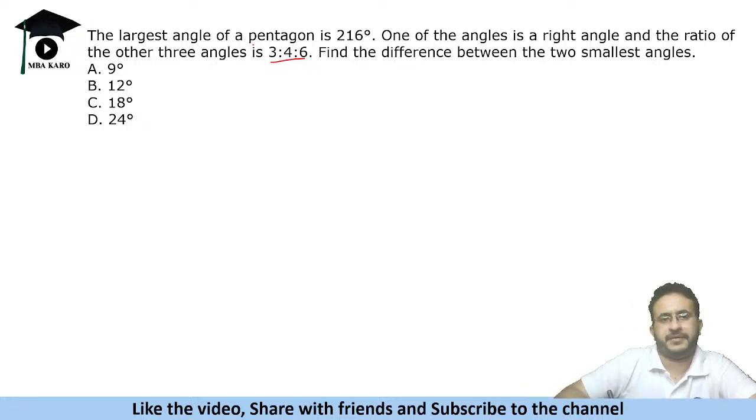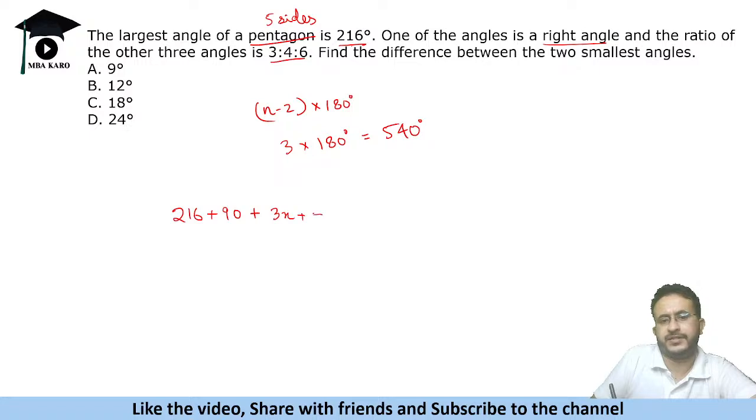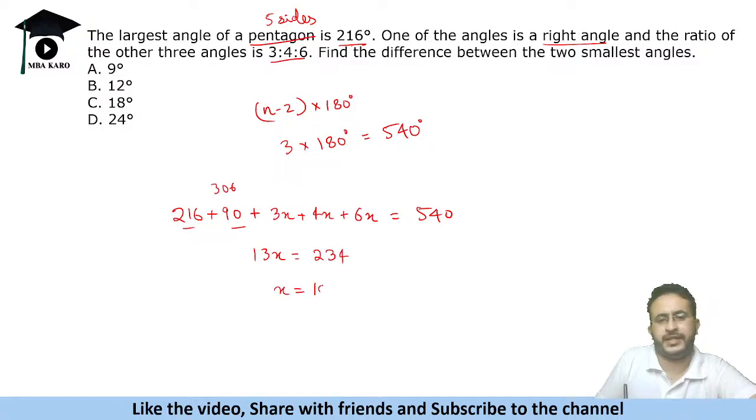So what is a pentagon? Pentagon has five sides and the sum of angles is (n minus 2) into 180 degrees. So the sum of angles is 3 into 180, which is 540 degrees. Okay. Now one angle is 216, one of the angles is a right angle. So 216 plus 90 plus 3x, 4x and 6x is equal to 540. So 13x will be equal to 540 minus 306, which is 234. So x is 18.